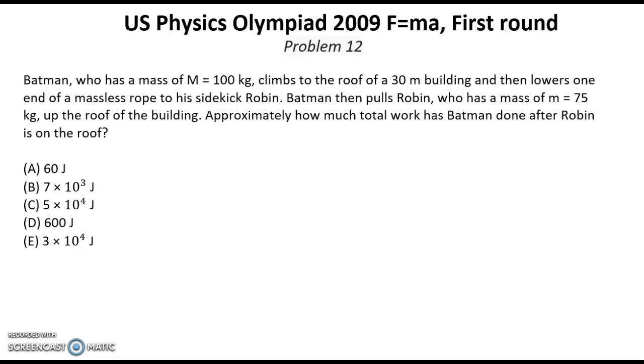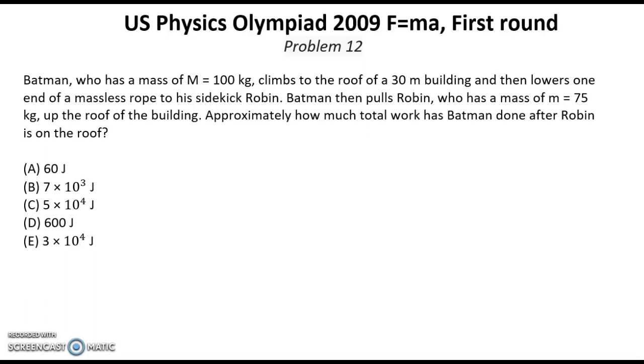Problem number 12. Batman, who has a mass of big M, 100 kg, climbs to the roof of a 30 meter building, and then lowers one end of a massless rope to his sidekick Robin. Batman then pulls Robin, who has a mass of small m equal 75 kg, up to the roof of the building. Approximately how much total work has Batman done after Robin is on the roof?